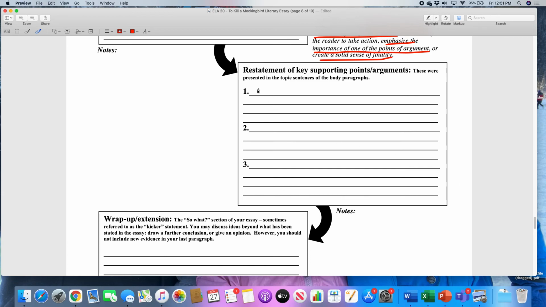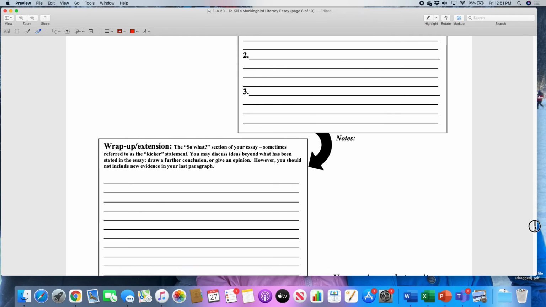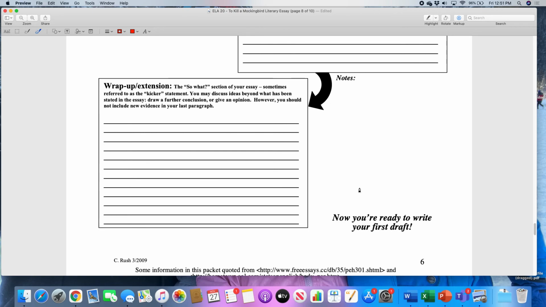Okay. You restate your key supporting points and arguments. These were presented in the topic sentences of the body paragraphs. So again, restate, not repeat. And then you have a wrap up, which is that so what section, sometimes referred to as the kicker statement. You may discuss the ideas beyond what has been stated in the essay, draw a further conclusion, or give an opinion. However, you should not include new evidence in your last paragraph.